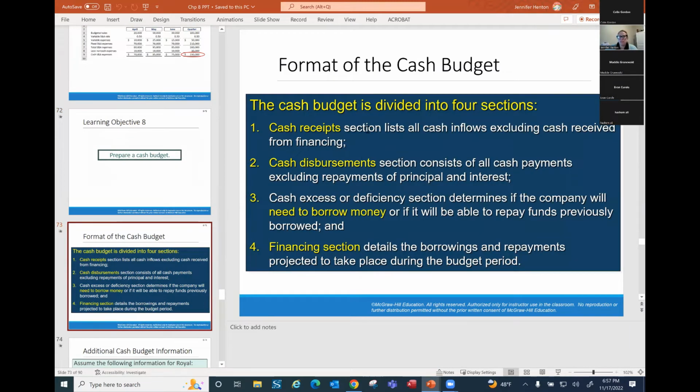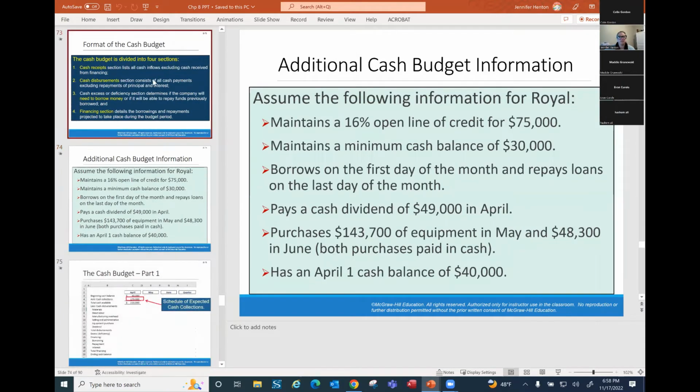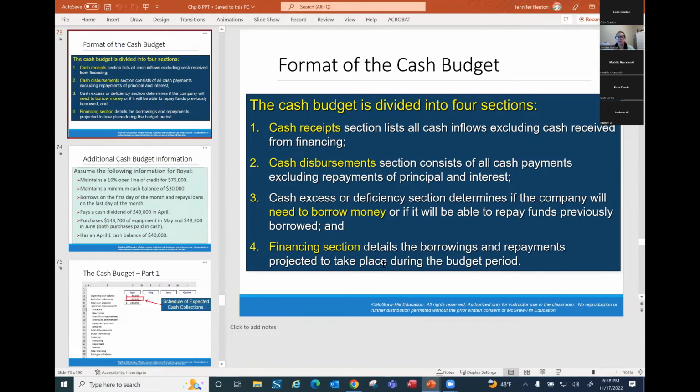So we have cash receipts. It's listing all the cash inflows. The cash disbursements are the payments that are going out. It's telling you here, exclude repayments of principal and interest. And then it says the cash excess or deficiency section determines if the company will need to borrow money. So once we look at this, we can say, okay, we have enough money to cover everything and extra, or we may be short and we'll have to finance the money. And then we may have a financing section that details the borrowings and the repayments projected to take place during that period.